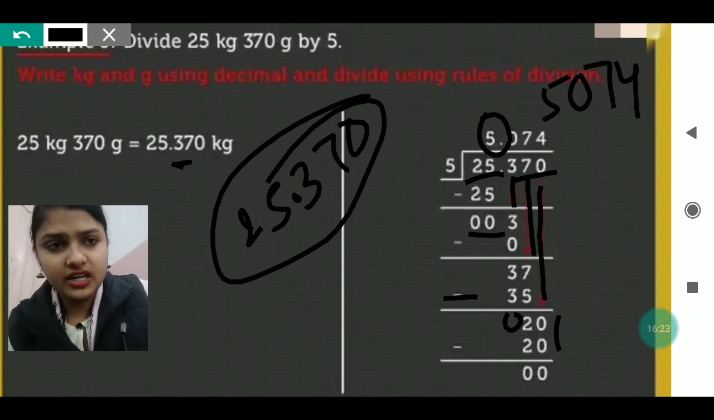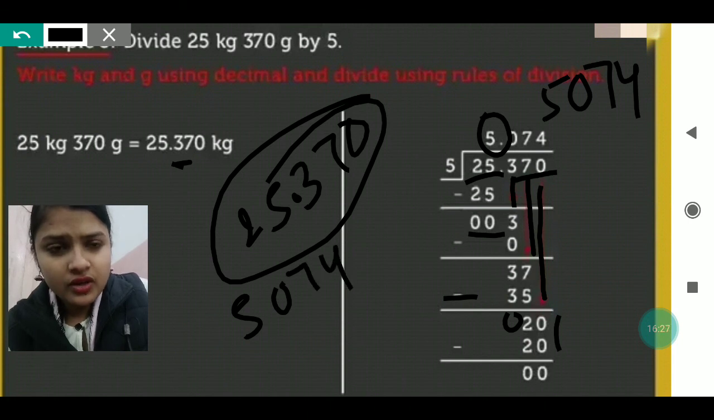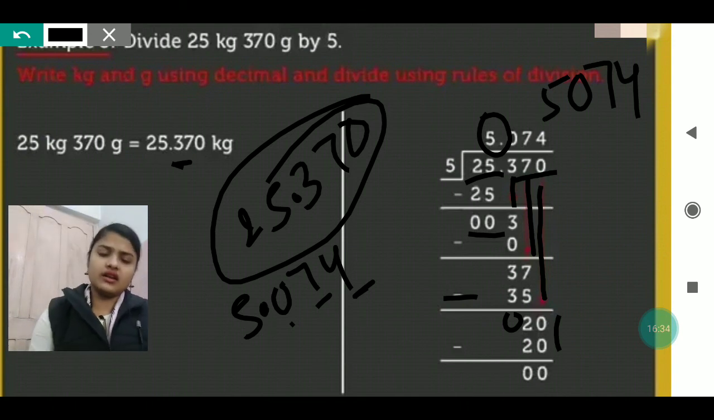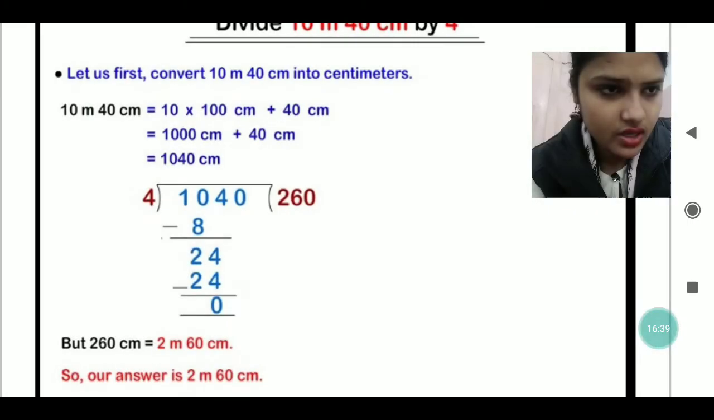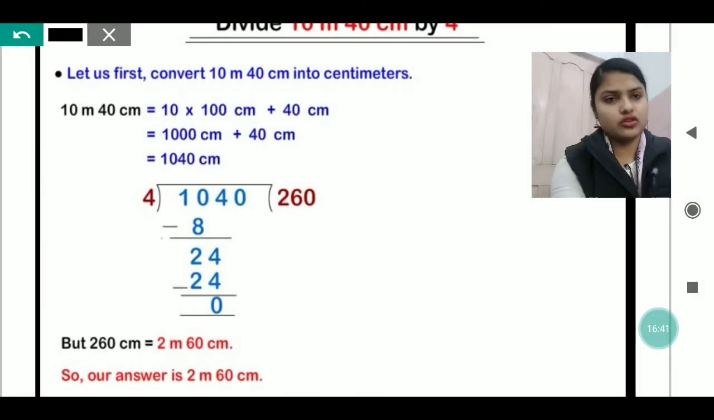Means if the question is 5074, from the right side you will start 1 digit, 2 digits, 3 digits, you will put the decimal point here, and then you can write 5. Okay, in the same way, this has already also been done for you.